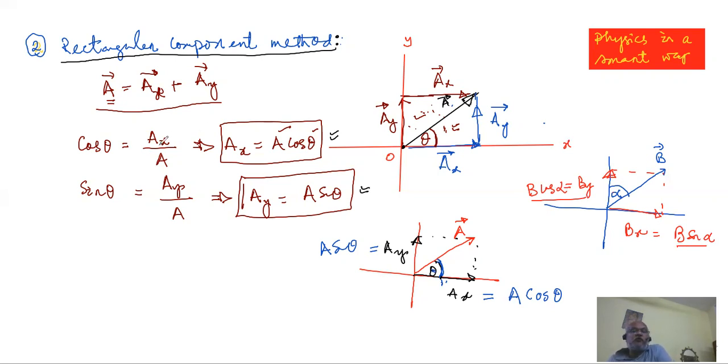You may not go through all those details, cos theta equal to base by hypotenuse, sin theta equal to perpendicular by hypotenuse, all those things. Touch means cos, away means sin. That is the simple trick for you. Okay, let us stop here. That is the first part of the rectangular component method.